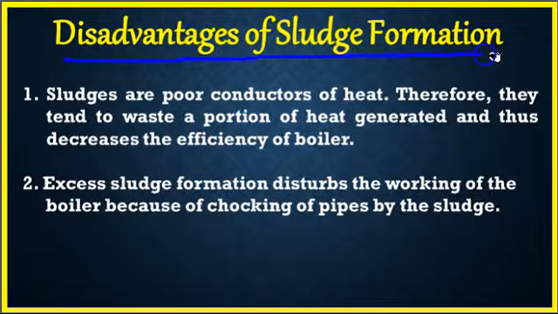Now what are the disadvantages of sludge formation? Why are we discussing sludge formation as a boiler trouble? Because it has some disadvantages. So what are the disadvantages here? Sludges are poor conductors of heat. Therefore, they tend to waste a portion of the heat generated and thus decrease the efficiency of the boiler. Second, excess sludge formation disturbs the working of the boiler because of the choking of pipes by the sludges. Therefore, the sludge formation is considered as a boiler trouble.